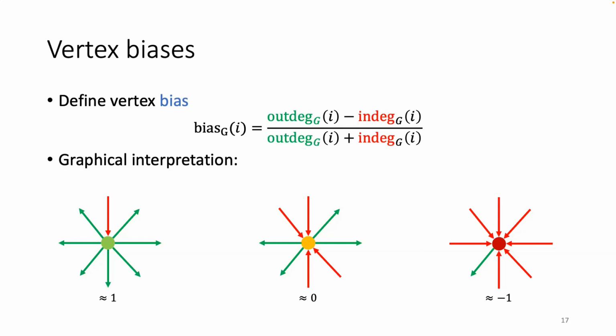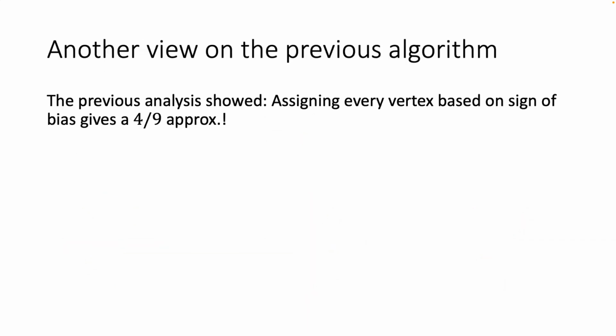A vertex that looks like this, maybe you should put it like this. Basically, we know how to assign it because almost all of its edges are incoming. And these vertices are harder to assign because there's a mix of incoming and outgoing edges.